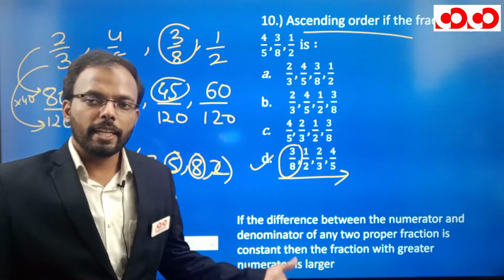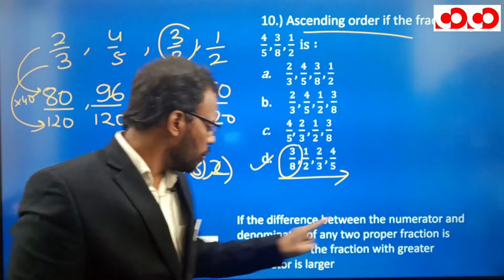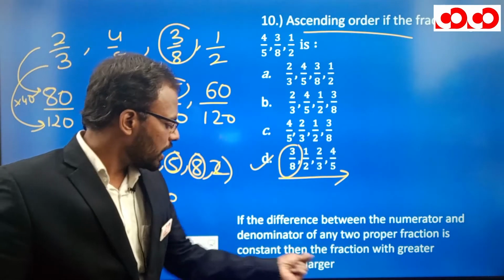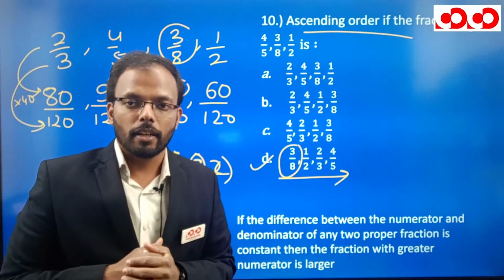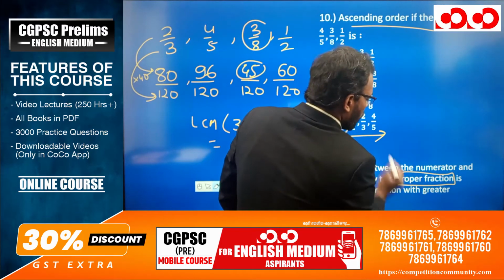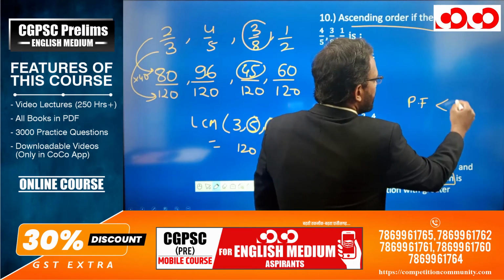The second technique is over here. You can see, if the difference between the numerator and denominator of any two proper fractions is constant, then the fraction with greater numerator is larger. What does this sentence mean? There is a term over here, proper fraction. Now what is a proper fraction? A proper fraction is less than 1.